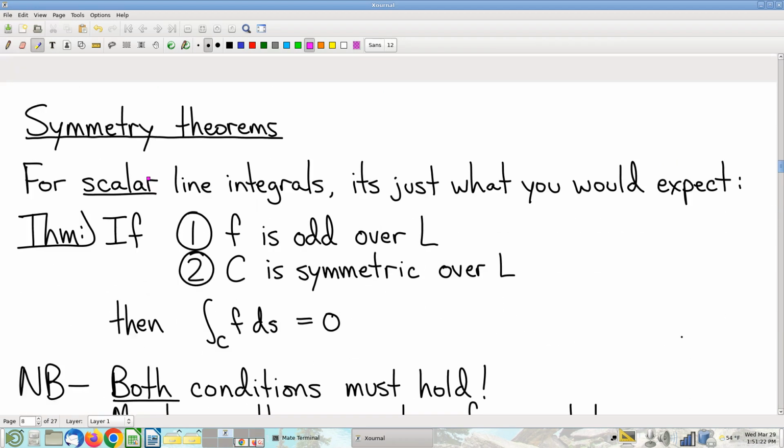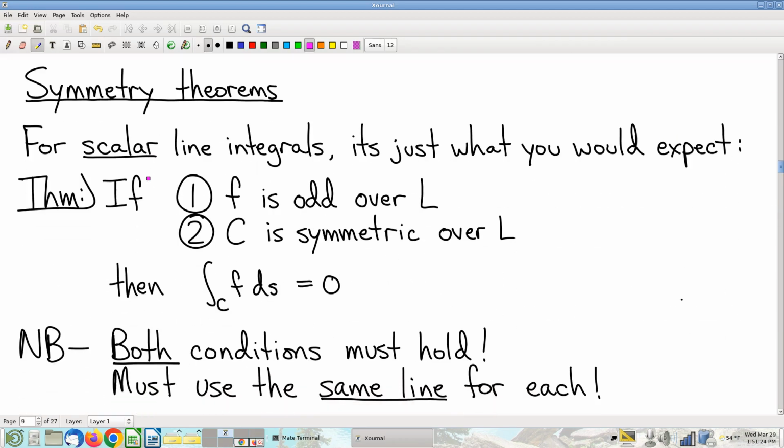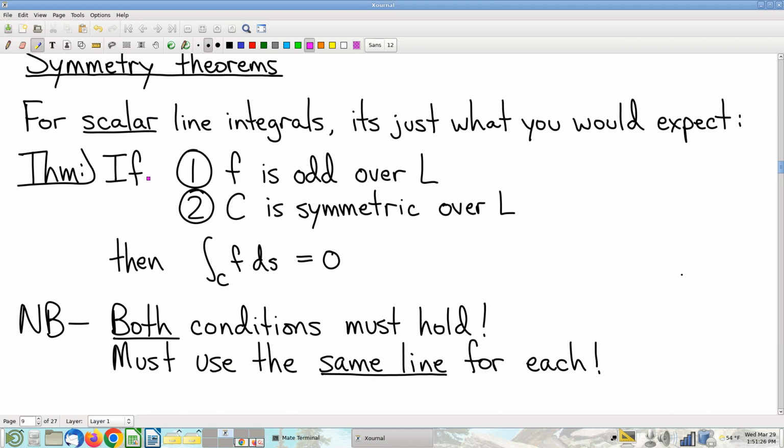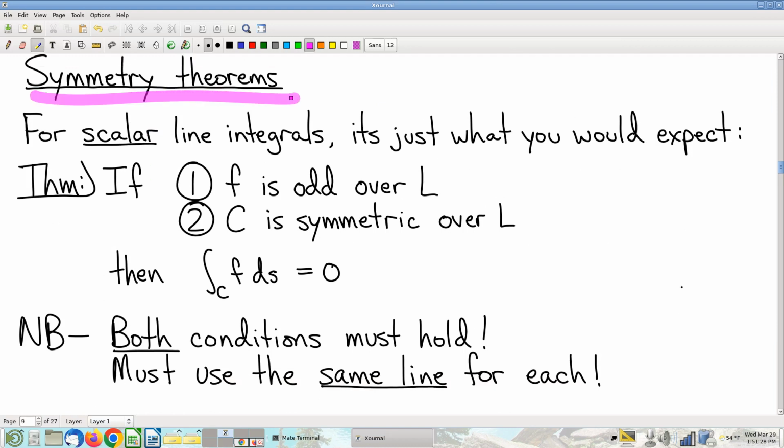Some neat facts about symmetry theorems. And y'all, I'm sure, recall, I'm a big fan. I love symmetry theorems. I think they're underappreciated. They're undersold in a lot of textbooks. And so, good news. We have another one for scalar line integrals.